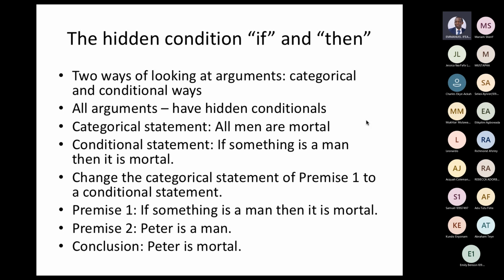If something is a man, then it is mortal. Peter is a man. Therefore, Peter is mortal. So we normally convert the major premise to a conditional when we want to analyze the strength of an argument.